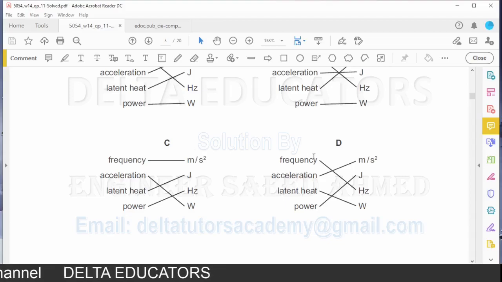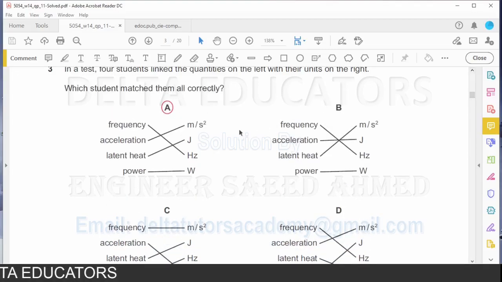In D, for frequency it is hertz. It is correct. For acceleration it is meter per second square. It is correct. For latent heat, it is given watt. No, latent heat is energy, and for energy the unit is joule. So option D is also incorrect. So our correct option is option A. In option A, for all the physical quantities, the units are given in the correct order.